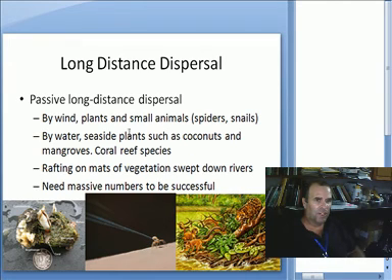By water, seaside plants such as coconuts and mangroves, and coral reef species, as we talked about before, can also disperse long distances, and they're adapted to do that. Other organisms can raft on mats of vegetation or on pieces of floating rock in the ocean.